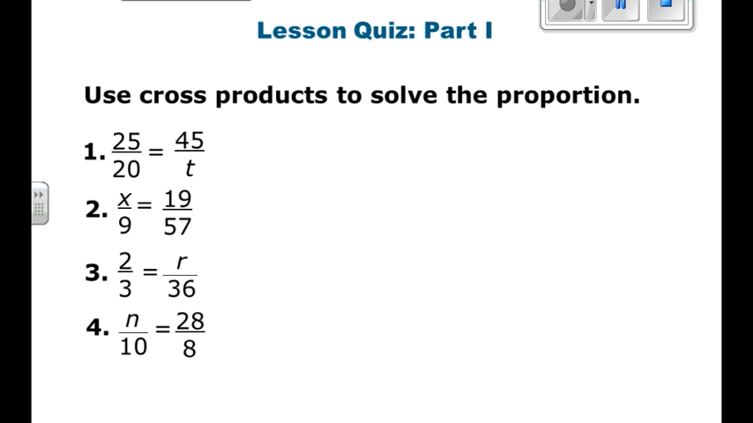All right, here are the 4 problems we would like for you guys to try on your own and bring them to class tomorrow. Thank you.